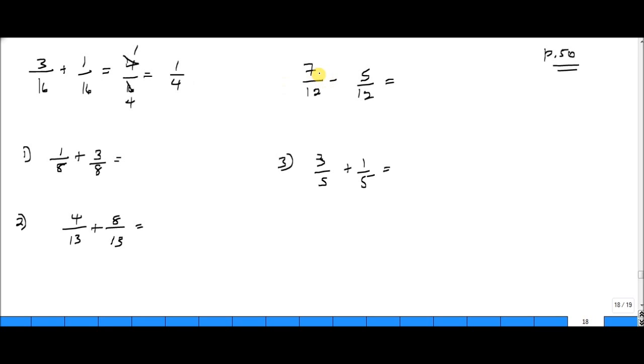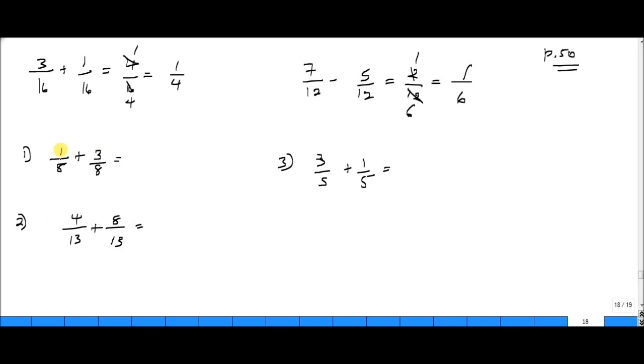Similarly, on the subtraction side of it, we would keep our common denominator 12, and we say 5 from 7 would give us what, 2, and we would say 2 can go into 2 one time, and 2 can go into 12 6 times, our answer being 1/6. Okay, let's look at number 1, number 2 and number 3 from exercise 1 on page 50.